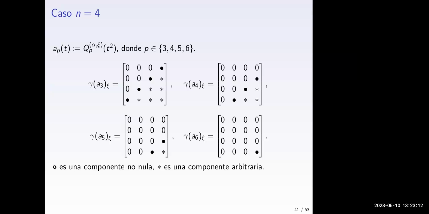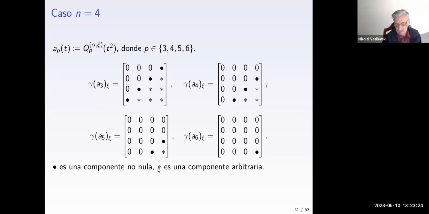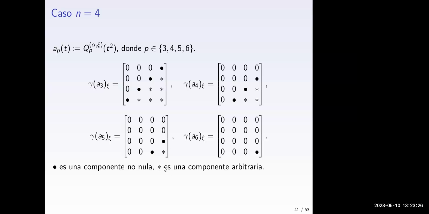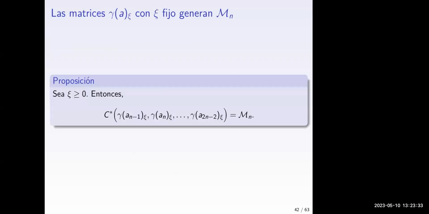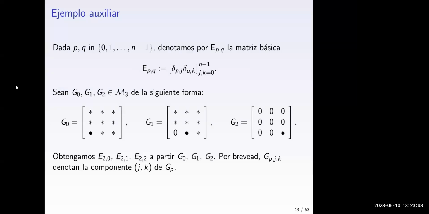Here, this bullet means that it is a non-zero element, and these stars are just an arbitrary entry of the matrix. And the C-star algebra generated by these gammas is Mn. We just want to give an example.